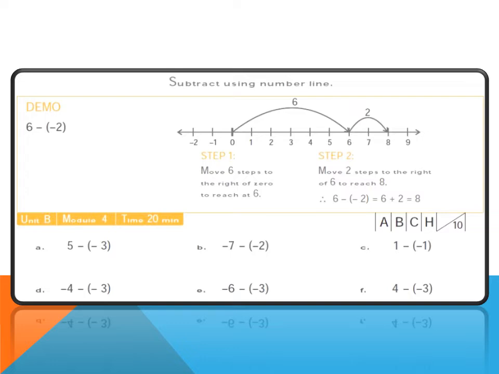In module number 4, again we have to subtract using number line. Look at the demo. 6 minus minus 2. So look at the diagram on the right hand side. From 0, first of all, we went to 6. Then there is a negative sign. That means we have to go to the left hand side. Then within the bracket there is another negative sign. That means we have to change the direction. We were about to go to the left hand side, but now we will reverse the direction and go to the right hand side. How many steps? 2 steps. So from 6, 2 steps to the right, we reach 8.